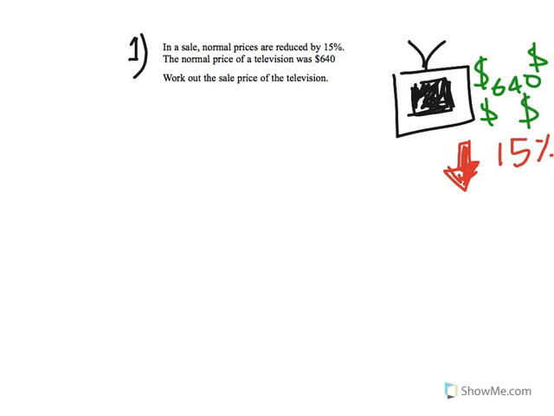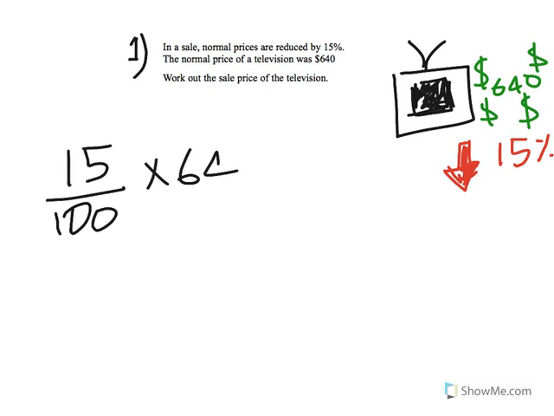Alright, question 1 is really simple. They're just saying in a sale the normal prices are reduced by 15% and the normal price of a television is $640. So you have to calculate the new price of the television after the sale reduction. First of all, you have to establish that the prices are reduced by 15% off the price. So the total reduction in price of the television is 15 over 100 multiplied by 640. Now if you calculate this, it will come up to about $96.